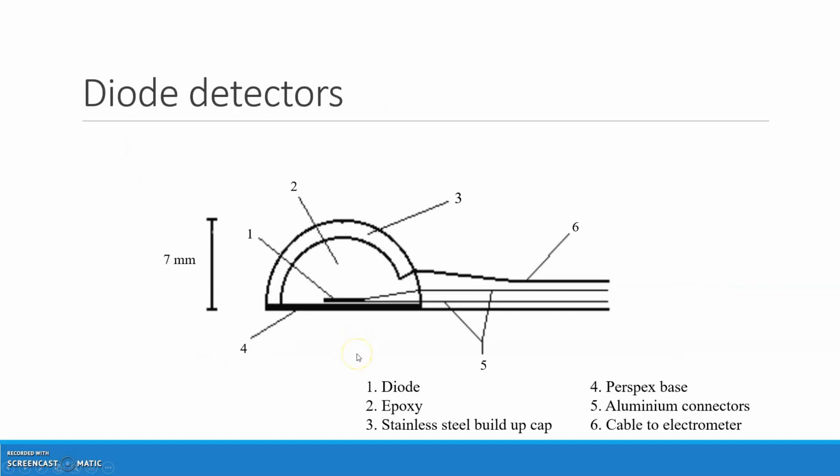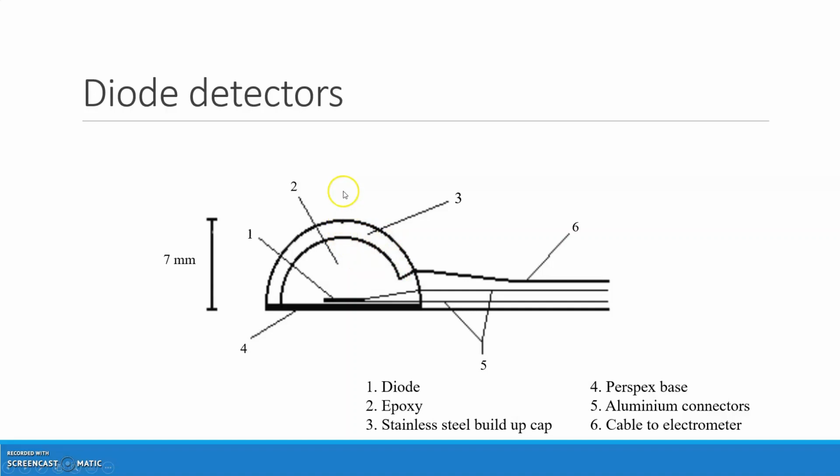They all look like this in cross section. They're all 7mm from front to back. And this is the business end, number one. The diode, it's only tiny. That's covered in some epoxy resin and then a metal build-up cap made of stainless steel. That's number 3. So the stainless steel build-up cap varies in thickness according to the energy range that it's intended to be used in.